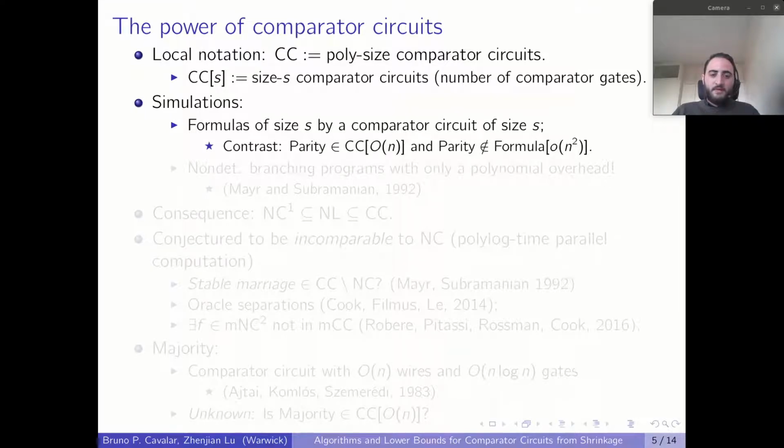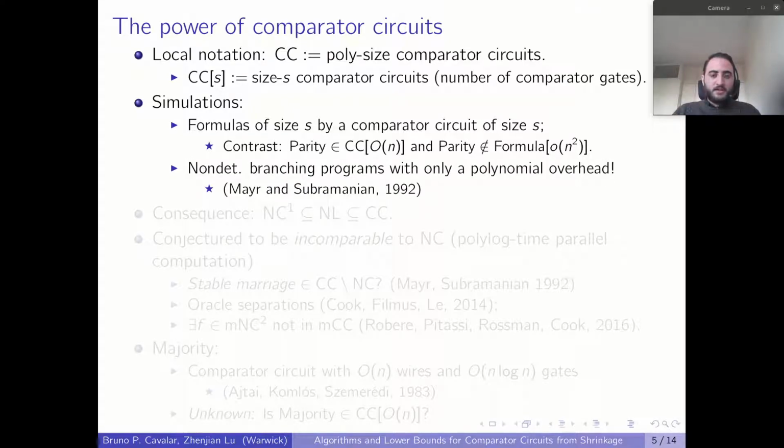However, there is already a fine-grained disparity between these two models, in the sense that just by building the construction of the previous slide, we see that we can compute parity with linear-sized comparator circuits, whereas it's well known that parity requires quadratic size formulas.